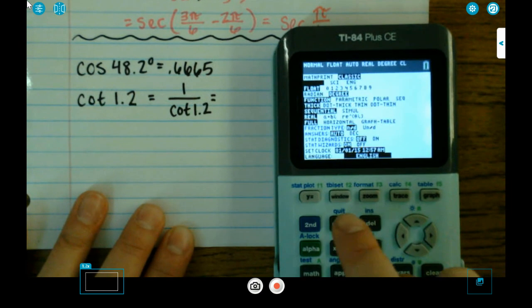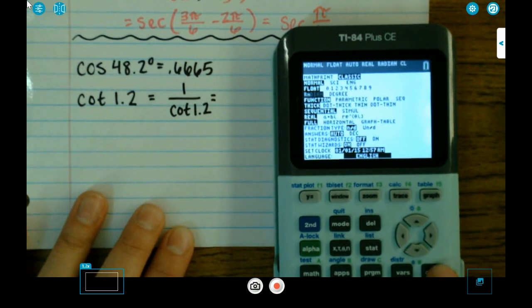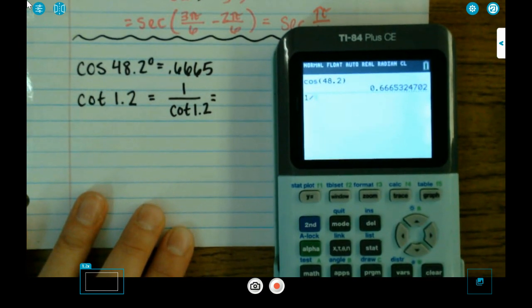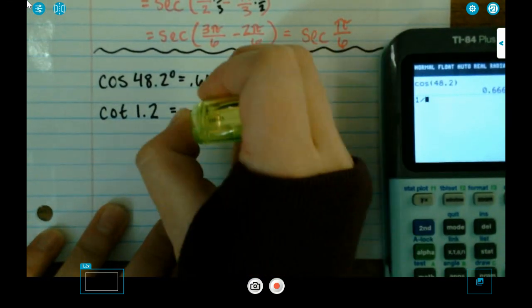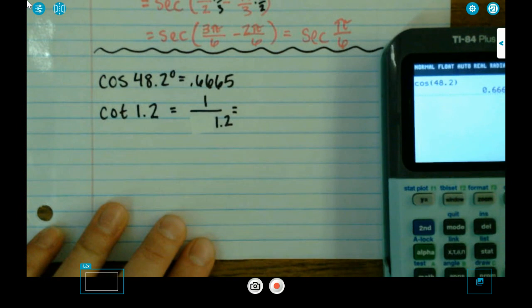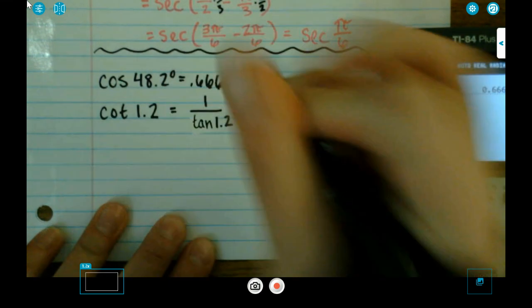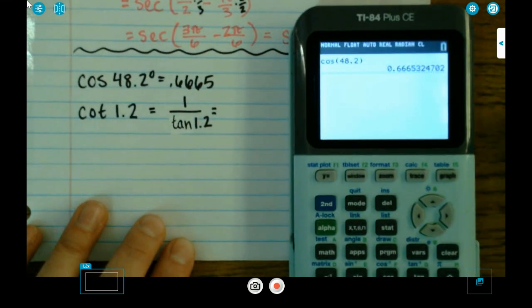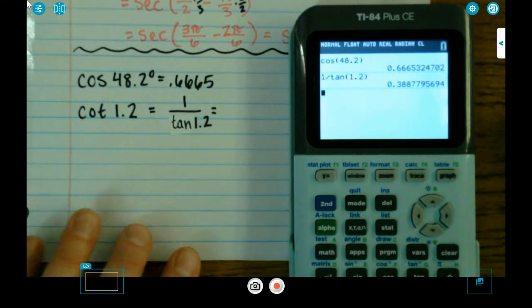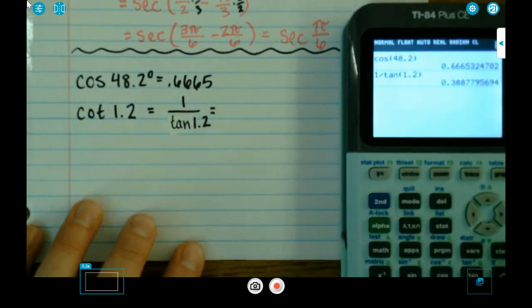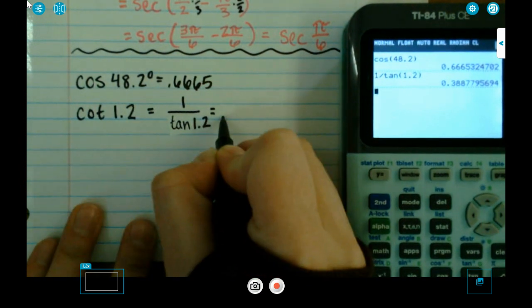So mode, radians, 1 divided by, I was wrong. Okay. Reciprocal of cotangent is tangent, so it's going to be 1 over tangent of 1.2. So 1 over tangent of 1.2. 1 divided by tangent of 1.2. Make sure your calculator's in radians. You should get 0.3888.